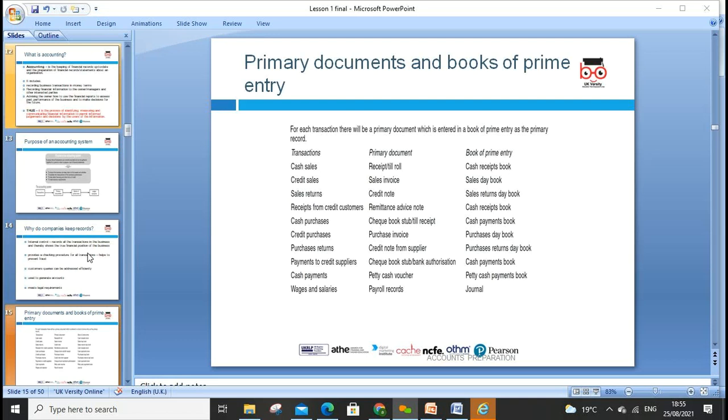So transaction, then we have a primary document, which means invoices, then the book of prime entry. So we have a separate book where we can record cash sales, cash receipts, cash in and out of the business, the sales day book, where we can record the sales, and where we can record the purchases. So these books are known as the books of prime entry, then primary document, and transaction. Any question? Okay, please, if any question you can ask.